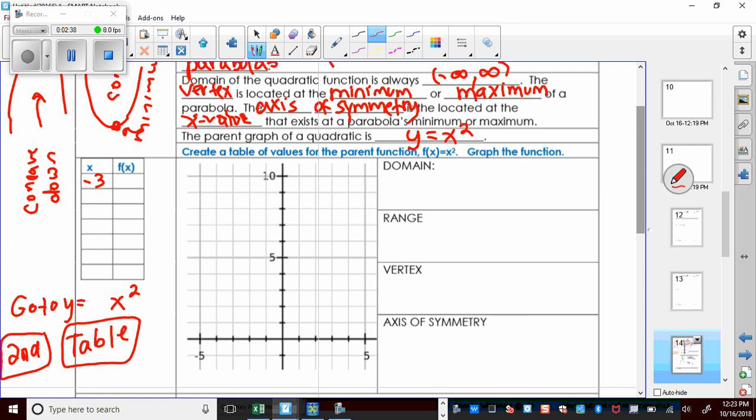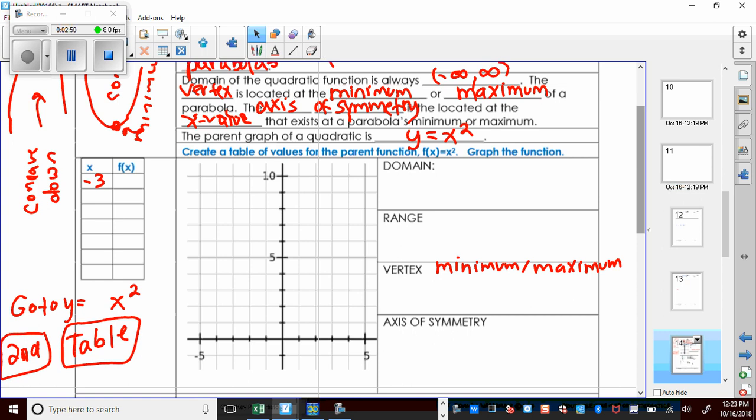The vertex is a minimum or a maximum. I want you to write which one it is. It's one or the other. Go ahead, take about 2 minutes. I told you what to do. Go to y equals.